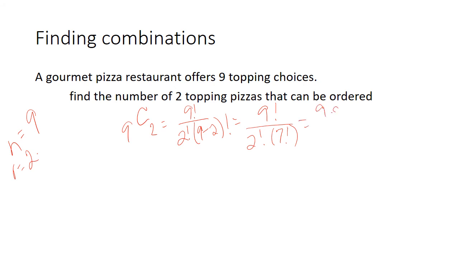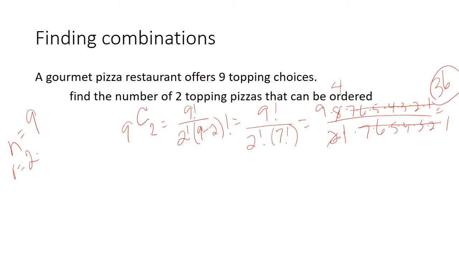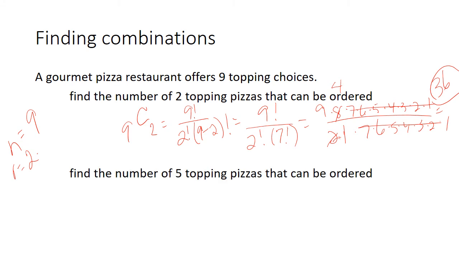So that would be 9 times 8 times 7 times 6 times 5 times 4 times 3 times 2 times 1 over 2 times 1 times 7 times 6 times 5 times 4 times 3 times 2 times 1. So these 7s and those 7s cancel out. That 2 and that 8 would become a 4. My 9 times 4 will be 36. So there's 36 different pizza combinations for ordering a 2-topping pizza out of these 9 pizza choices.